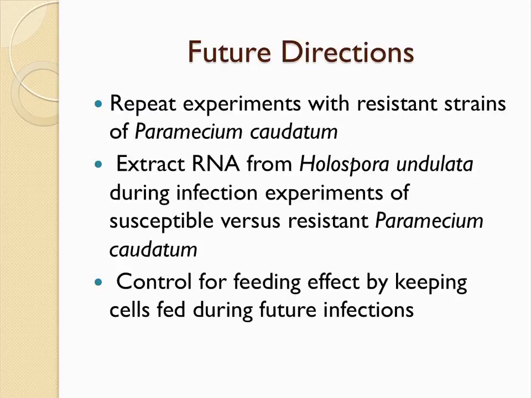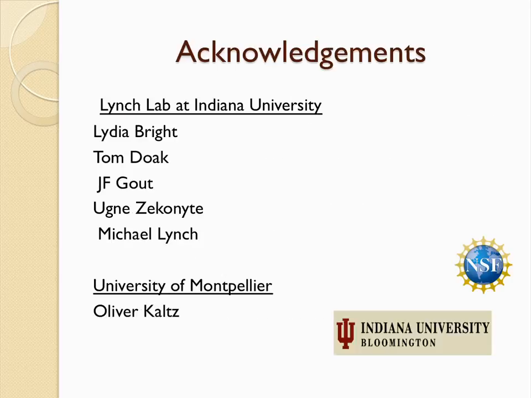So what we hope to do in the future is repeat these experiments with resistant strains of Paramecium caudatum so we can compare it to the susceptible strains, and then extract RNA from not only the host but the bacteria Holospora during the infections of susceptible and resistant strains. But we also need to control for our feeding effect by simply feeding the cells that are going to be infected before the experiment.